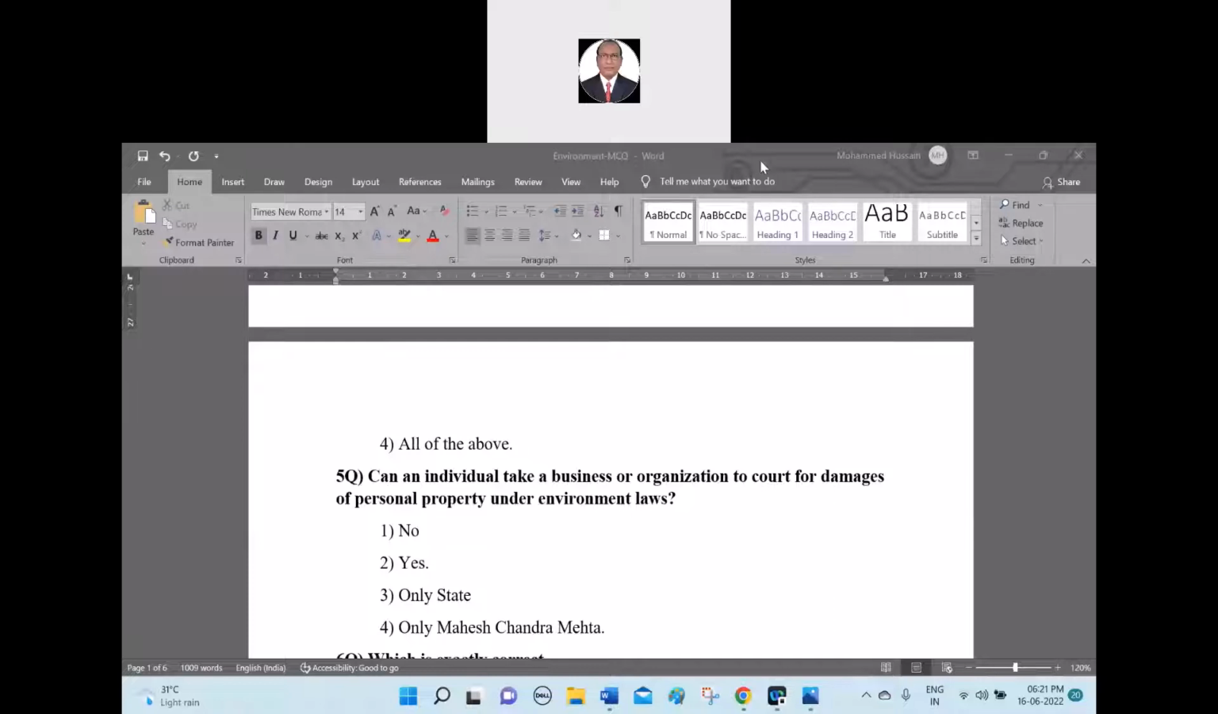Can an individual take a business or organization to court for damages of personal property under environment law? First option, no. Second option, yes. Third, only state. Fourth, only Mahesh Chandra Mehta, MC Mehta.